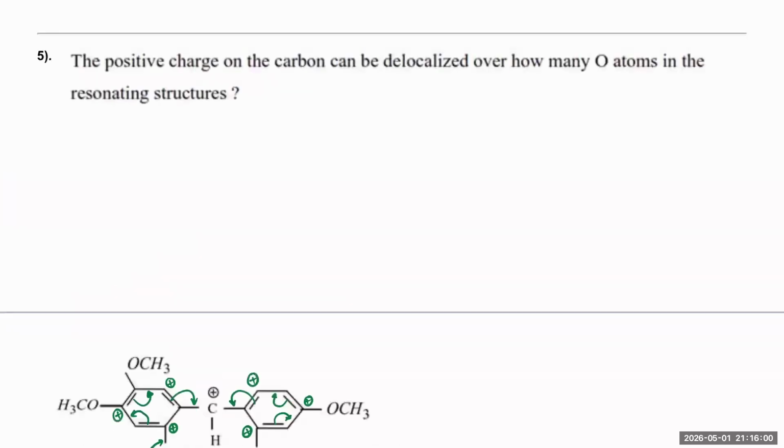See, the pi bond moves here, positive will come here. Pi bond moves here, positive will come here. Pi bond moving here, positive will come here. Now look at the other side. Pi bond moving here, positive will come here. Pi bond moving here, positive will come here. Pi bond moving here, positive will come here. So now you need to figure out over how many oxygen atoms in the resonating structure.